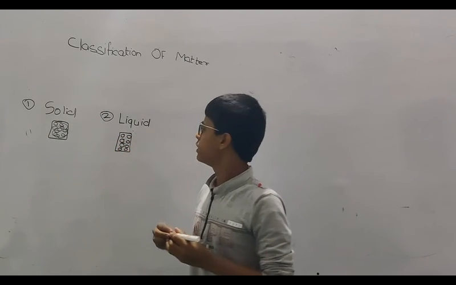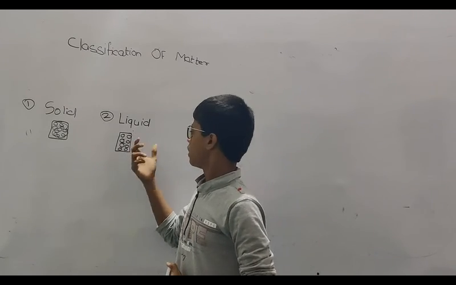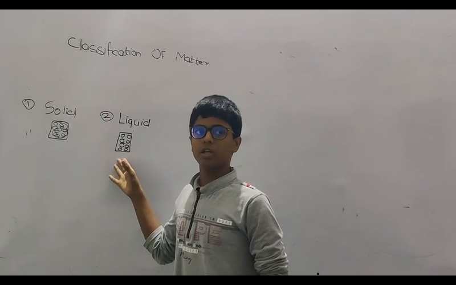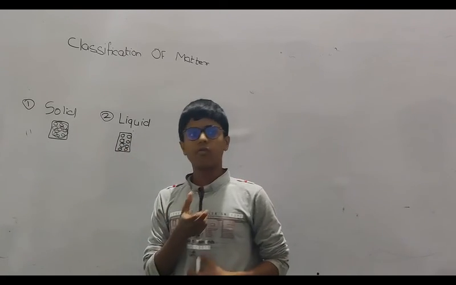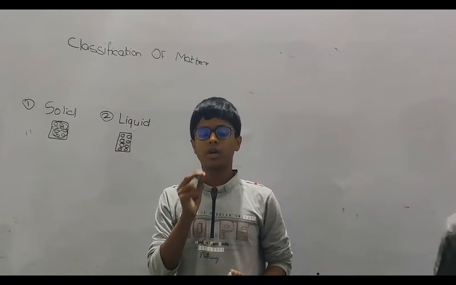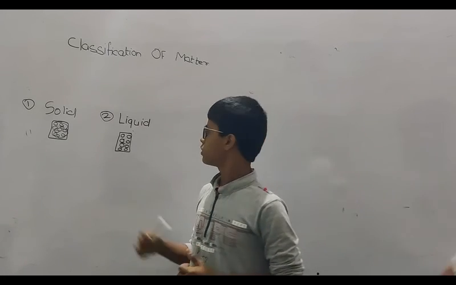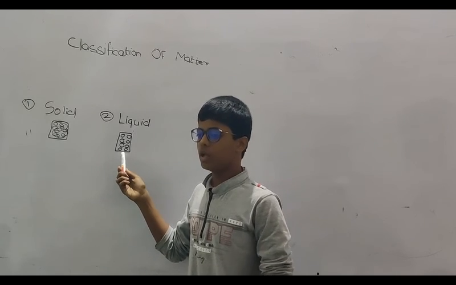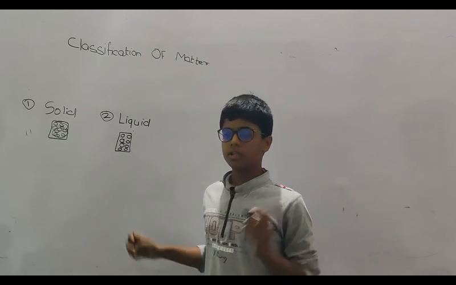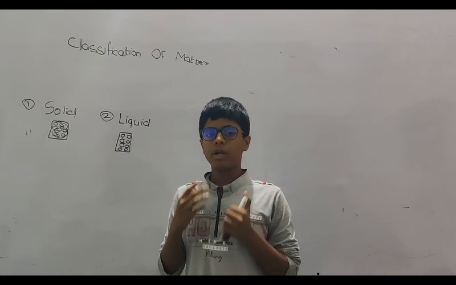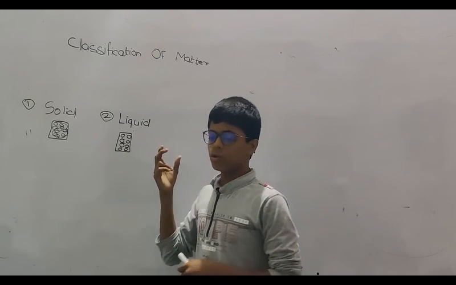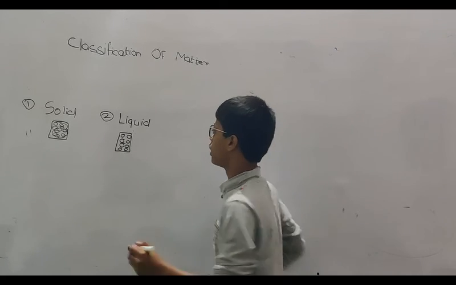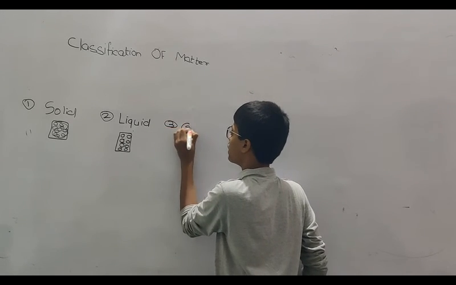Now the second type is liquid. In a liquid, the molecules are farther apart from each other, and we can see a medium intermolecular force in the liquid particles. A liquid has a specific volume because its molecules are not as close to each other. The third state is gaseous.